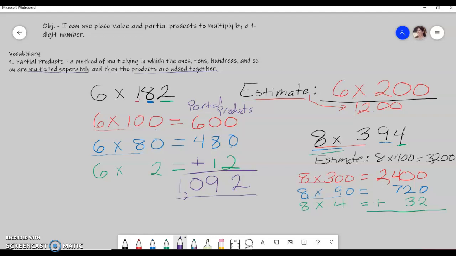So now we add all those up. 0 plus 0 plus 2 is 2. 0 plus 2 plus 3 is 5. 4 plus 7, good, 11. Drop the 1, carry the 10. And 2 plus 1 is 3. So our final answer is 3,152. And that's close to our estimate, so it's reasonable.